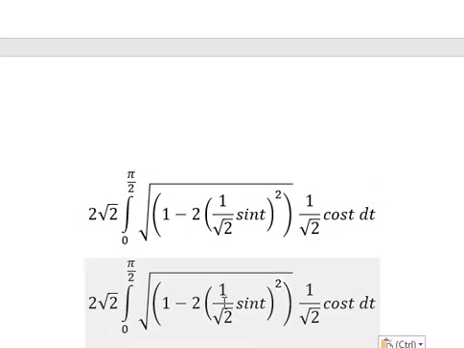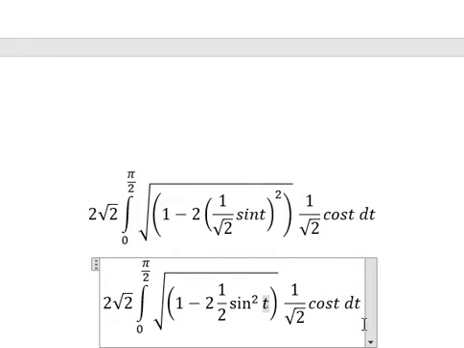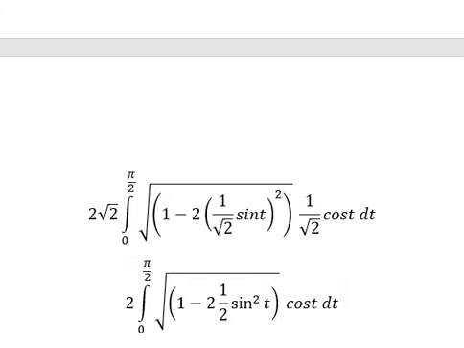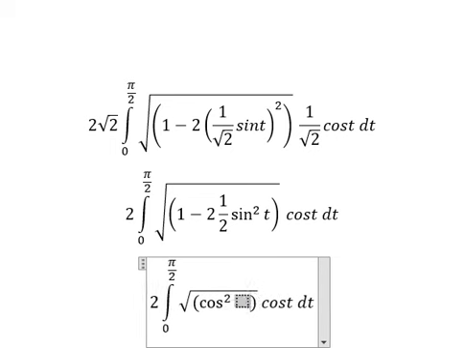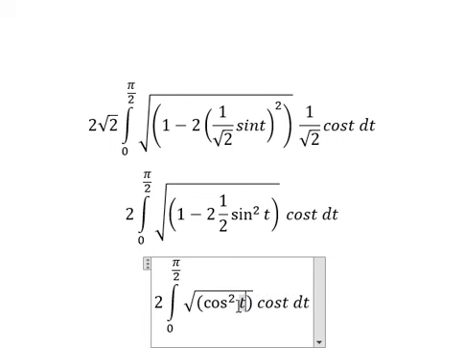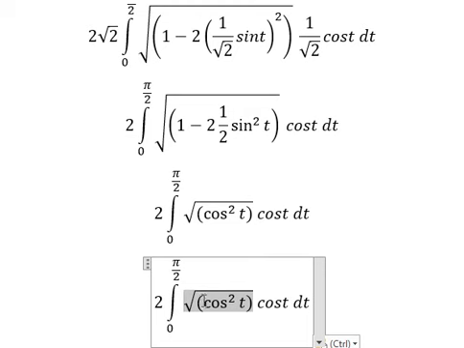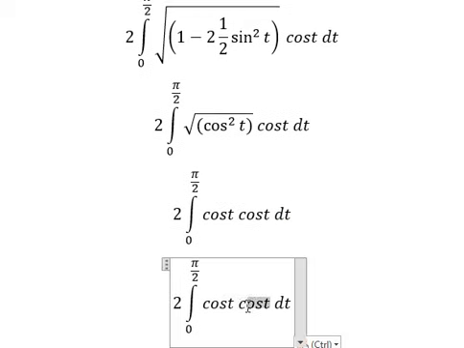Now we need to simplify. This one is 1 over 2 sine t squared. Square root of number 2, square root of number 2, we cancel. This one, we have 1 minus sine t squared. 1 minus sine t squared, we get cosine t squared. This is the trigonometric identity. So the square root of cosine t squared, we change to cosine t. Cosine t with cosine t, we have cosine t squared.